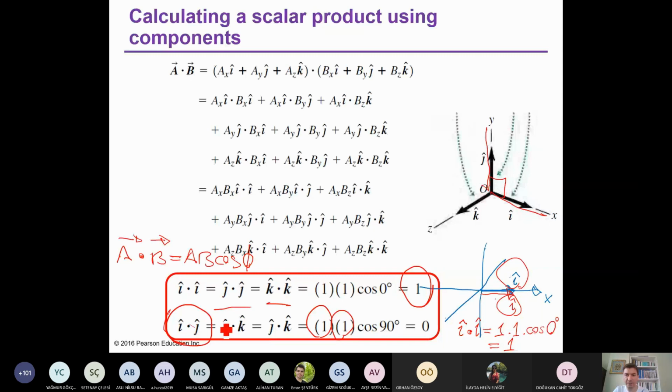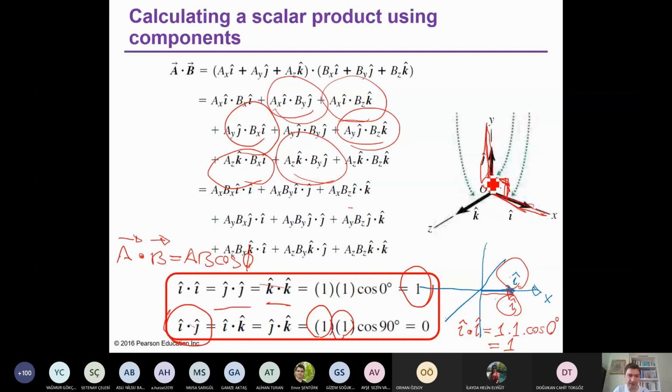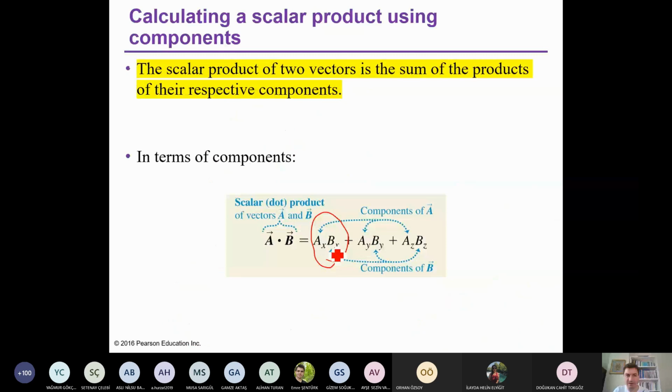So each component here, for example, J times I or K times I or K times J, what else? Here we have I times K, I times J, all these components will give us 0, due to that condition, 90 degrees in between. Between I and J, we have 90 degrees, between J and K, we have 90 degrees, between I and K, we have 90 degrees. So this will give us 0. So I can omit all those components. So finally, I will have this component. So if you go back, the result will be like this. A dot B can be written AX times BX plus AY times BY plus AZ times BZ.